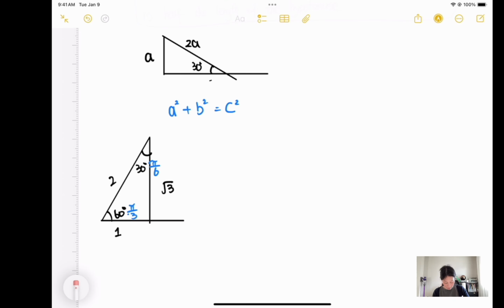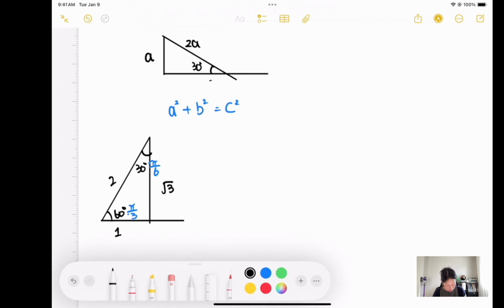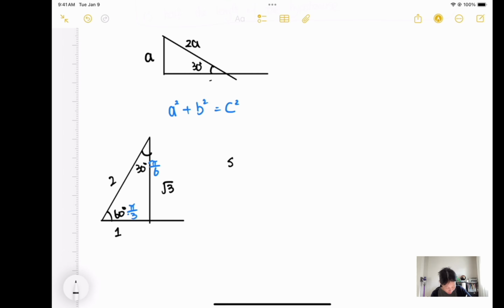Okay, so now let's try this. Sine 30 degree, which is our sine pi over 6, equals what? By the definition, sine is the opposite side over the hypotenuse. The opposite side of 30 degree is equal to 1. The hypotenuse is equal to 2. So that means sine 30 degree is equal to 1/2.